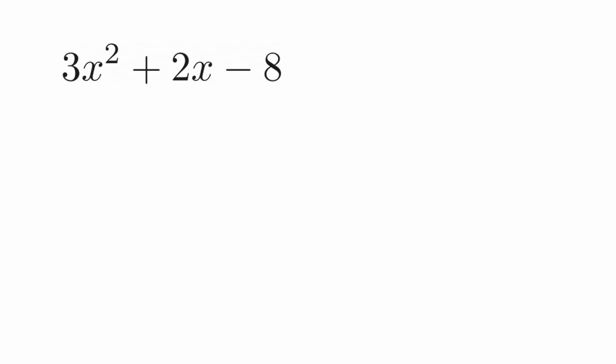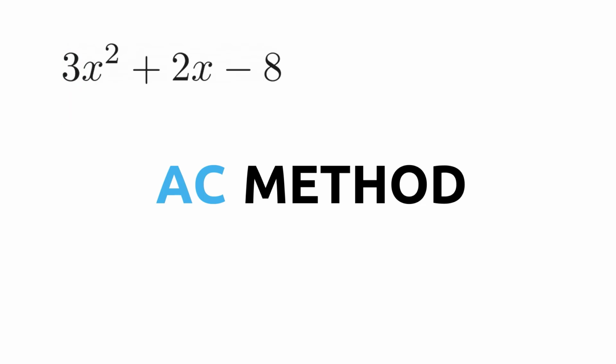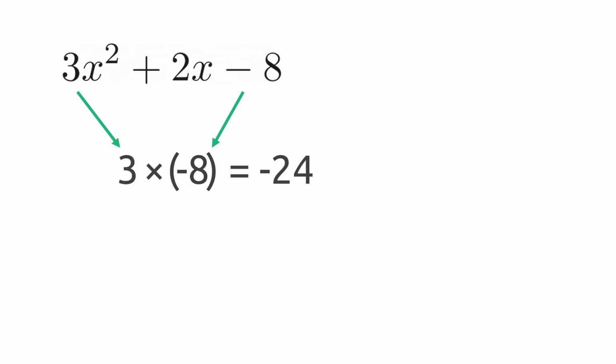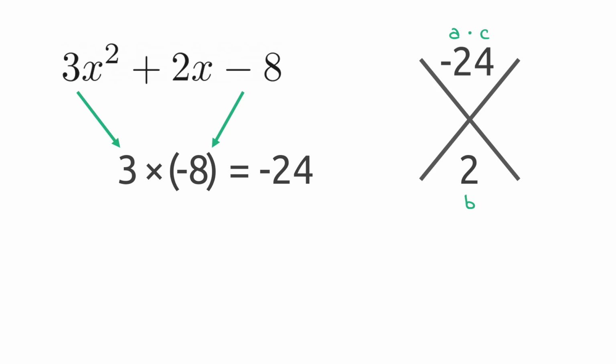Looking at a problem where a is not equal to 1, one of the most popular methods for factoring a trinomial like this is called the AC method. In this method, we first multiply the numbers a and c. That means multiplying 3 and negative 8, which gives us negative 24. And then we draw this giant X, putting that negative 24 at the top and the b at the bottom. So you see here.